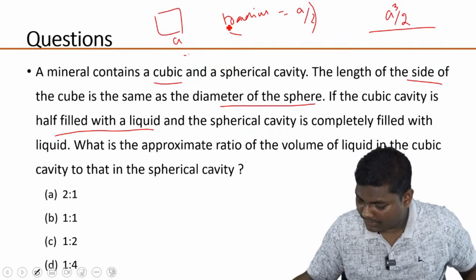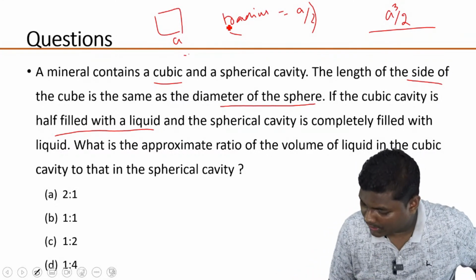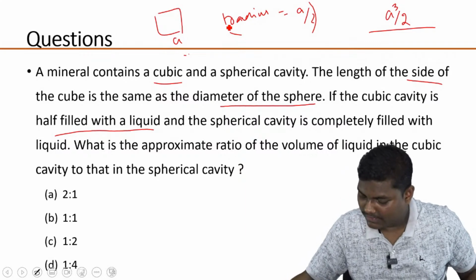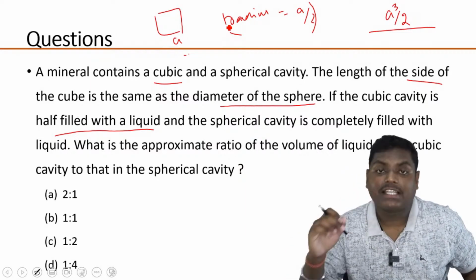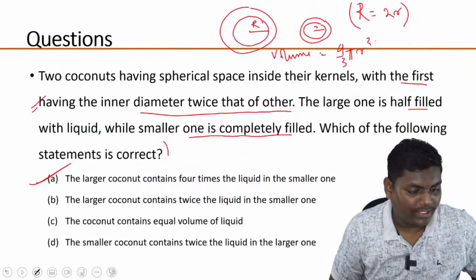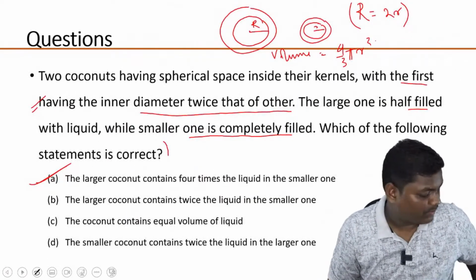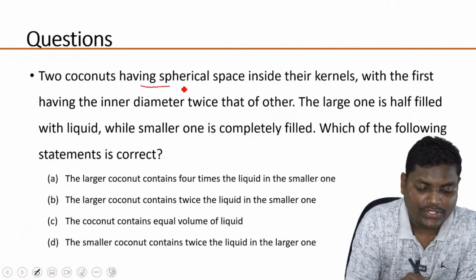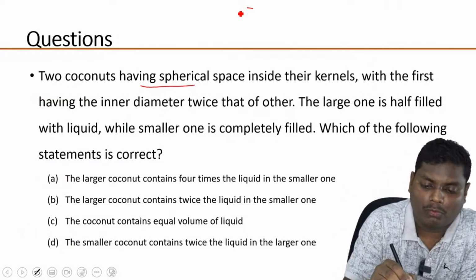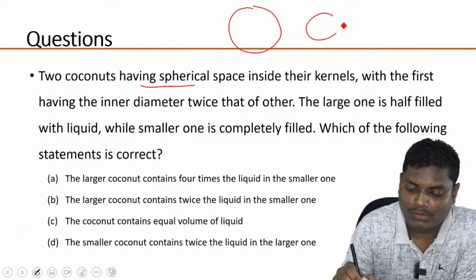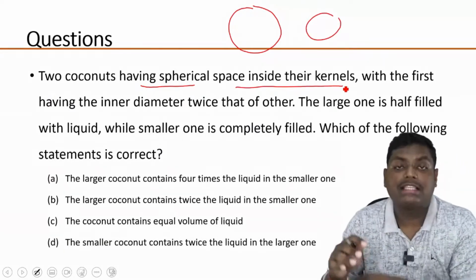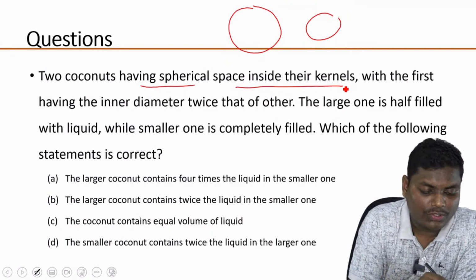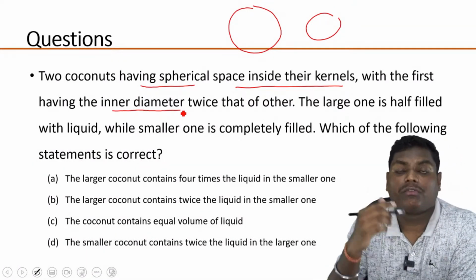Okay. Moving to Tej, you asked about that coconut question. So Tej, you were asking about the coconut problem. We'll move quickly to the coconut question here. According to the question, we have two coconuts, a bigger one and a smaller one, and both are spherical. The first coconut has an inner diameter twice that of the other.